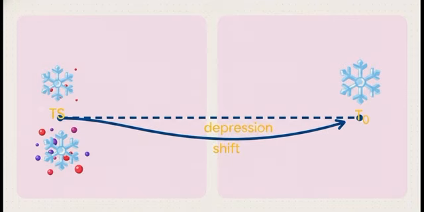To put some math to this shift, let's look at the horizontal temperature axis. We define T0 as the freezing point of the pure solvent. Then we look at the new lowered freezing point of the solution, which we'll call Ts. Mathematically, this depression shift is basically just a simple subtraction. Our pure freezing point minus our new solution freezing point gives us delta Tf.